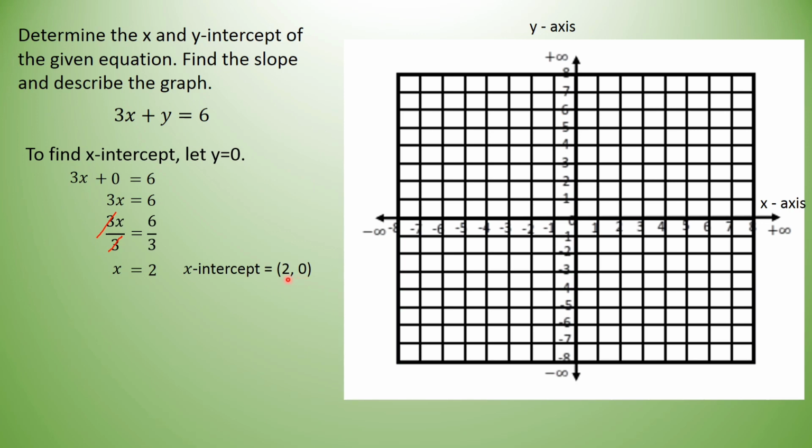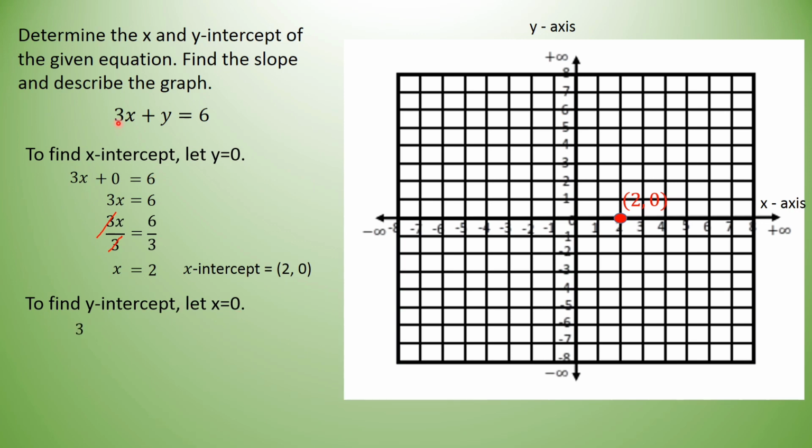So, 2 is the value of x, and then 0 is the value of y. If we're going to plot this point, we can find this in our Cartesian plane. Okay, so (2, 0). Next, let us get the y-intercept. Sa y-intercept naman, we're going to let x be equal to 0.